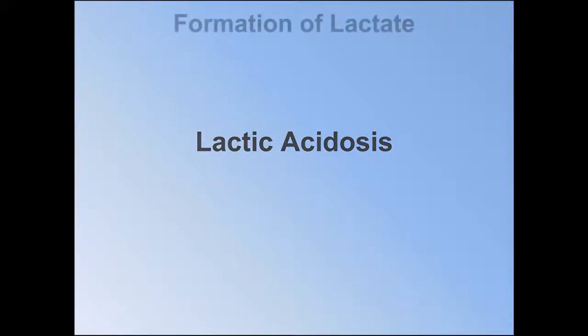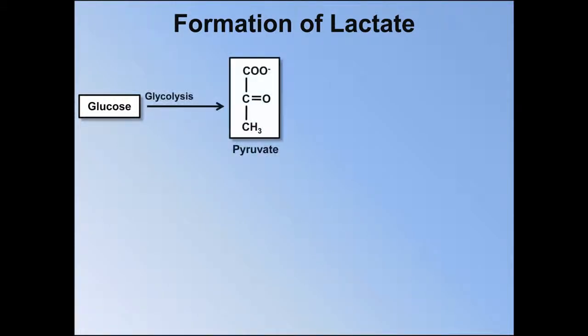So where does lactate come from? Here is a basic schematic of the formation of lactate. It starts with glucose, which undergoes the multi-step process of glycolysis to form pyruvate, along the way generating a few ATP and reducing NAD to NADH.